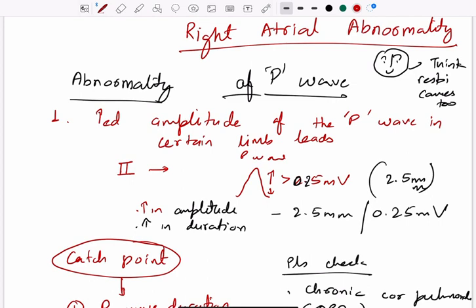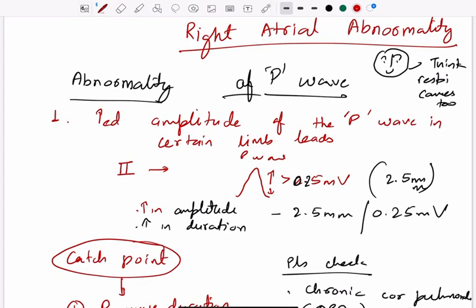Now again I will repeat the same concept here. When you are going to assess the P wave in ECG, there are three things you have to see carefully. First, you have to see morphology in lead 2, then chest lead V1, and then the frontal axis. So we will cover the same basics. We will see what is going to happen with the P wave in right atrial abnormality.